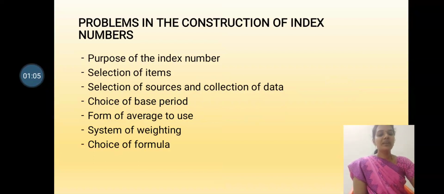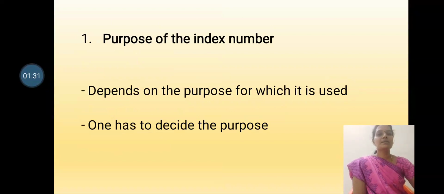So first one, the various problems involved in the construction of index numbers are purpose of the index numbers, selection of items, selection of sources and collection of data, then choice of base period, form of average to use, system of weighting, choice of formula. So these are the 7 problems in the construction of index number. We can see one by one. So first one is the purpose of the index number. The actual method of construction of each index depends on the purpose for which it is used. So one has to decide the purpose before an attempt is made for its construction.